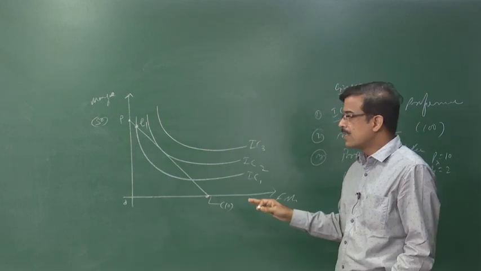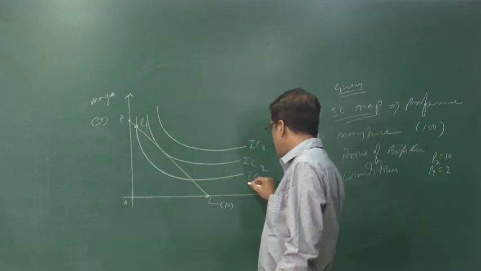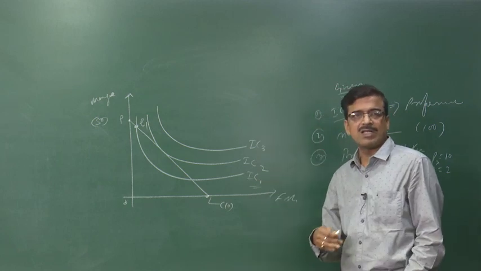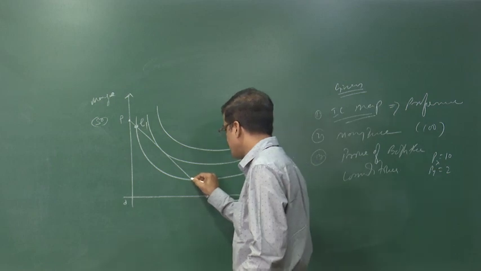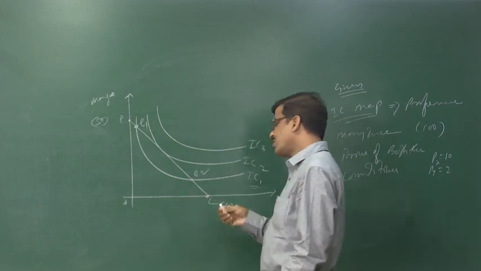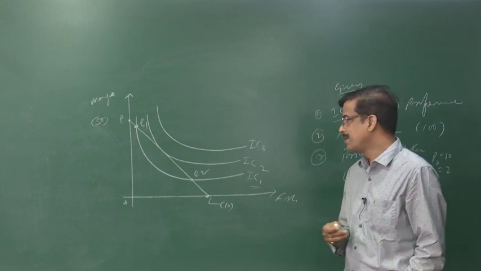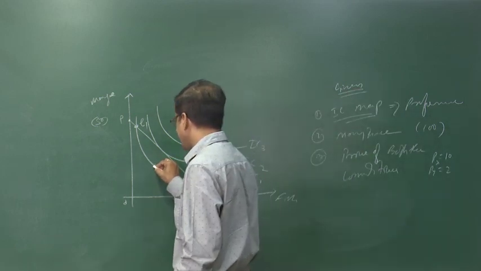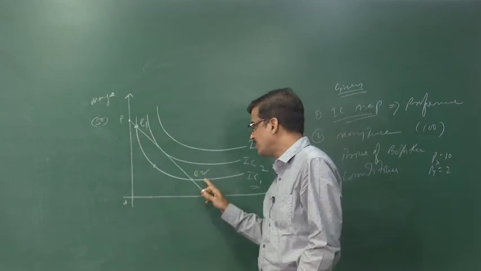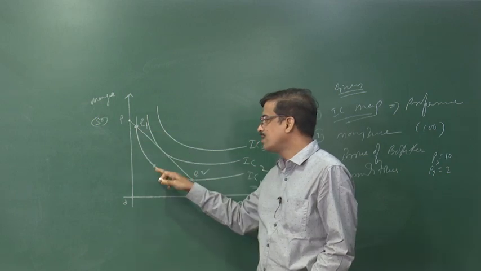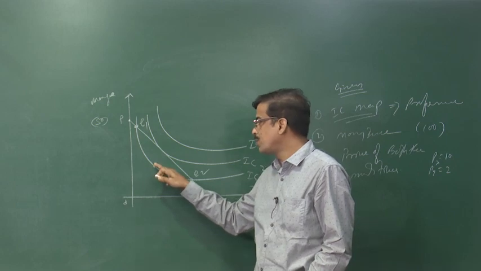But while you purchase at the point E1, that will lie on a lower indifference curve, that provides less satisfaction. If you move to the point, let us say E2, it also provides a lesser amount of satisfaction because it lies on the lower indifference curve. If you purchase anything here, it provides the same satisfaction as E1 and E2, which lie on the same curve, but at this point you are unable to spend the entire money income.